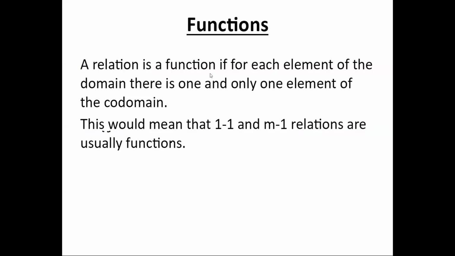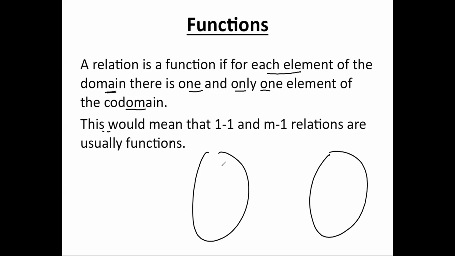Right? So a function really is a special type of relation. A relation is a function if each element of the domain has one and only one element of the codomain. So when you look at the mapping diagram, an arrow has to leave every element here. That's what they're saying. An arrow has to leave it.